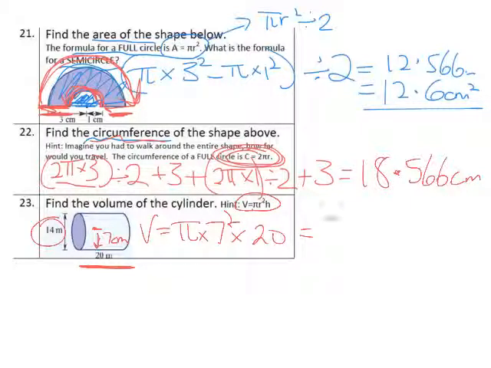And if you've done that, you've got 3,078.76. And this one is meters cubed, because we're calculating volume and the units were meters.